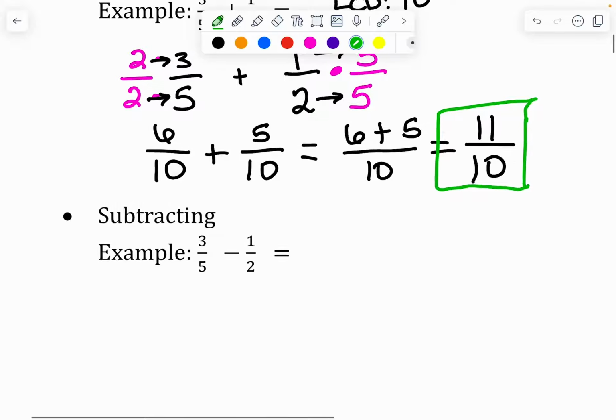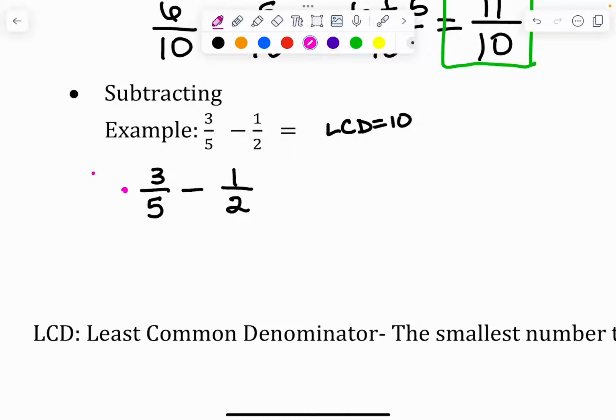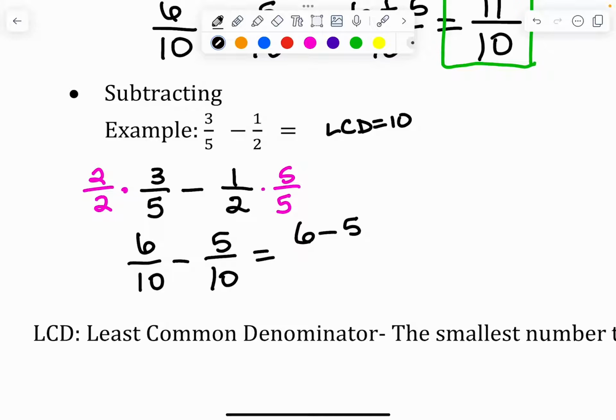Same thing for subtraction. This is going to be the same two fractions that we just worked with. So we have 3 over 5 minus 1 over 2. Our least common denominator is going to be a 10 again. So we would do the exact same thing, multiply by 2 over 2 and 5 over 5. That's going to give us 6 over 10 minus 5 over 10, which is the same as 6 minus 5 over 10, which equals 1/10.